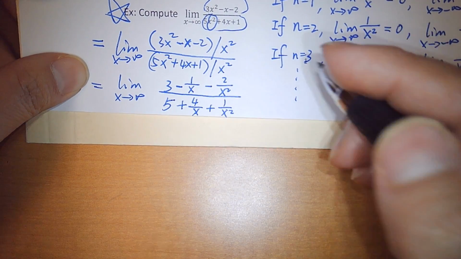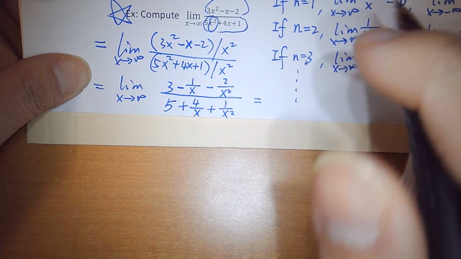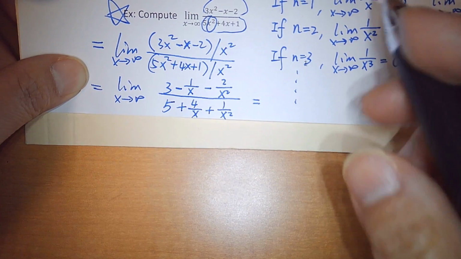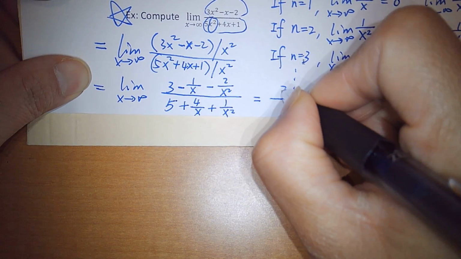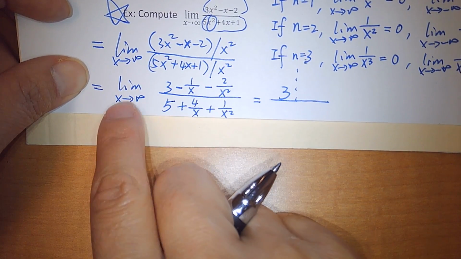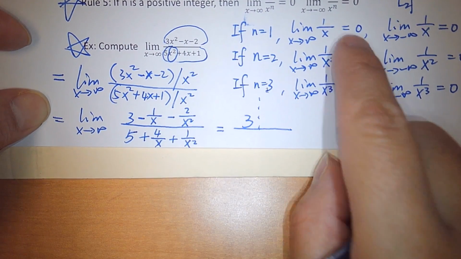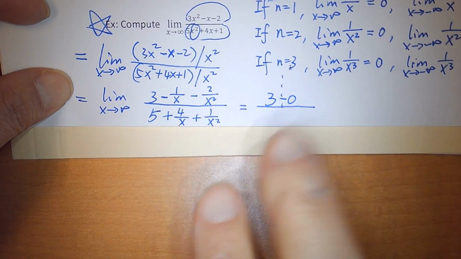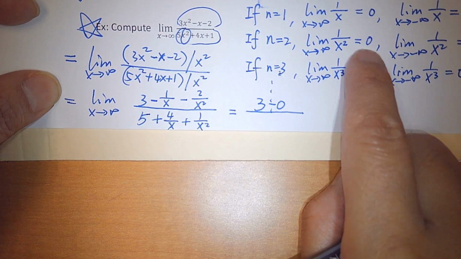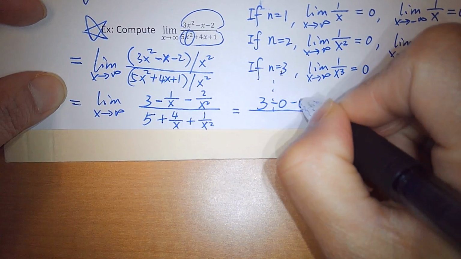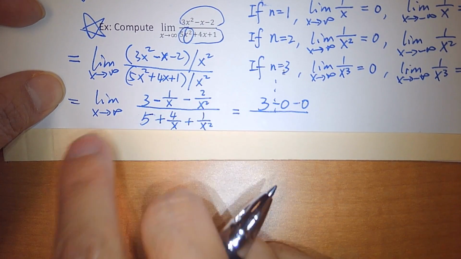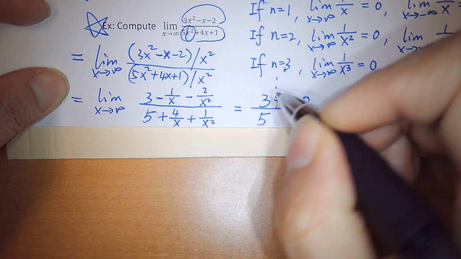Alright, now let's apply the limit and see what we can have. Limit when x approaches infinity of 3. What do we have? A constant, so it is 3. What is the limit of 1 over x when x goes to infinity? 0. What is the limit of negative 2 over x squared? 0. Constant 5 is 5. Limit when x goes to infinity, we have a constant 5. We don't have x involved, it is 5.